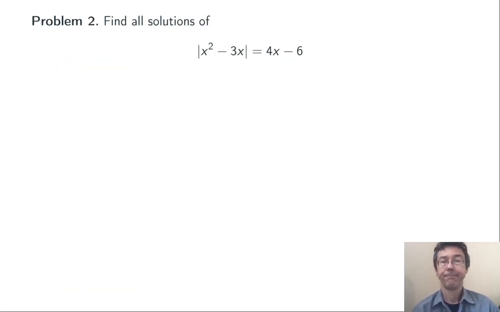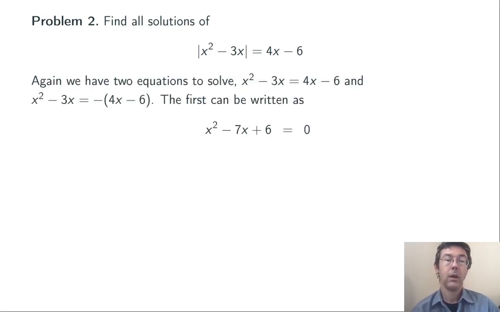Let's do a harder one. Absolute value of x squared minus 3x equals 4x minus 6. We're going to use the same principle. We're going to break this up into two separate equations that do not have absolute values. X squared minus 3x equals 4x minus 6, and x squared minus 3x equals negative quantity 4x minus 6.